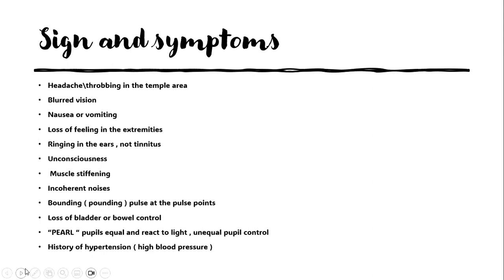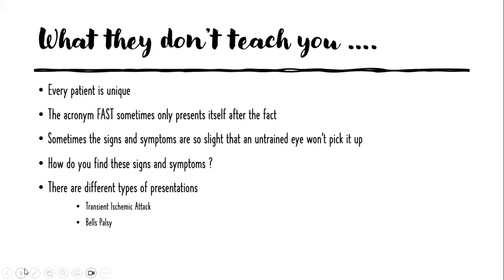The pupils, we will always check to see if they are equal and react to light equally. Unequal pupil control would definitely indicate some sort of brain injury, some sort of event that's taken place. And once again, we just check the normal SAMPLE history of the patient: signs and symptoms, allergies, medication, previous illnesses, hypertension. Definite worrying factor, hey? Last meal, and obviously events leading up to this type of incident that's going on. Yeah, we need to know why, how, and when these things happened.